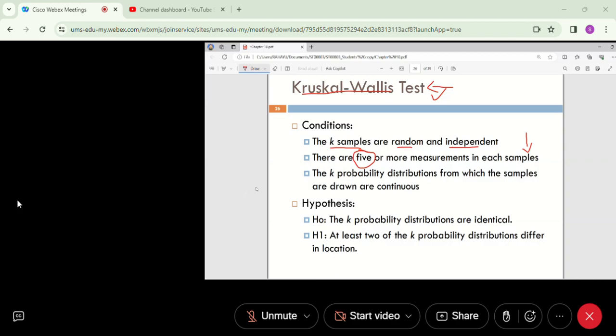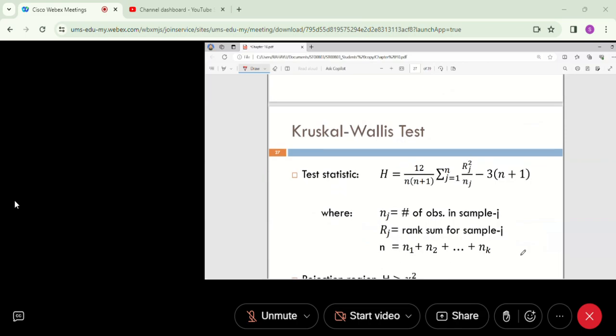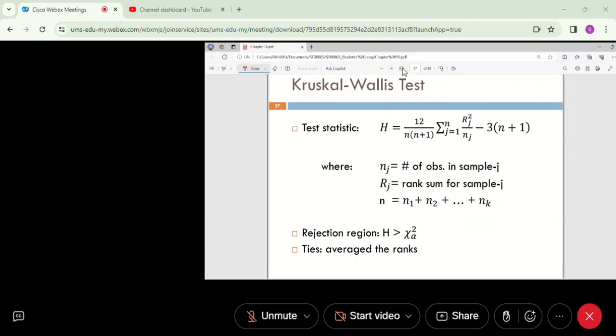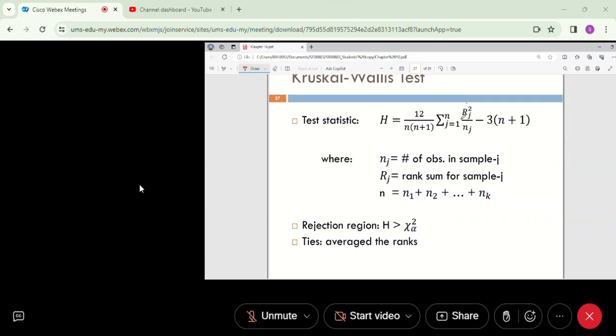This is the hypothesis statement for the Kruskal-Wallis test. And this is the test statistic for the Kruskal-Wallis, where R again stands for rank sum. The statistic of the Kruskal-Wallis test can be transformed so that we can use chi-squared probability distributions. But no need to worry about this because you don't have to memorize the formula. This is just for additional knowledge.